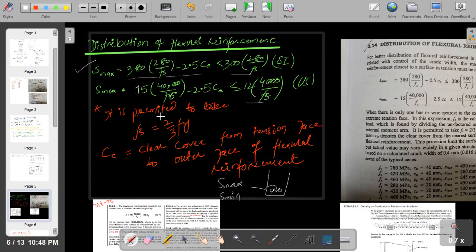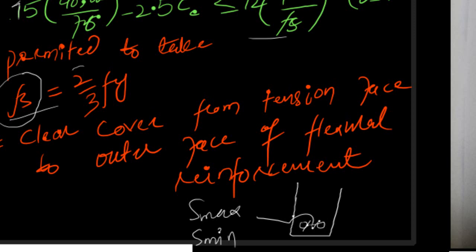It is permitted to take Fs. Now, as you saw in the previous example, like in our review problems, we had to find the exact value of Fs from proportionality. But here the ACI code permits you to choose Fs equals 2/3 of Fy. This is the ACI code limitation. You can use this for simplicity, to make the calculation simple, where Cc is the clear cover from the tension face to the outer face of flexure. I have already discussed this in part 1.